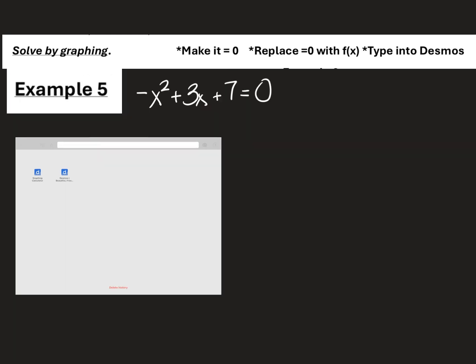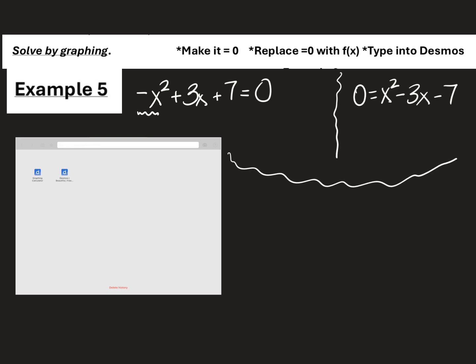Example 5, it already equals 0, but I like for my quadratic term to be positive. I want you to, though, type it in this way, and then I want you to type it in by adding x squared, subtracting 3x, and subtracting 7, and turning that into 0 equals adding x squared, subtracting 3x, and subtracting 7. And I want you to see, do you get the same answer?